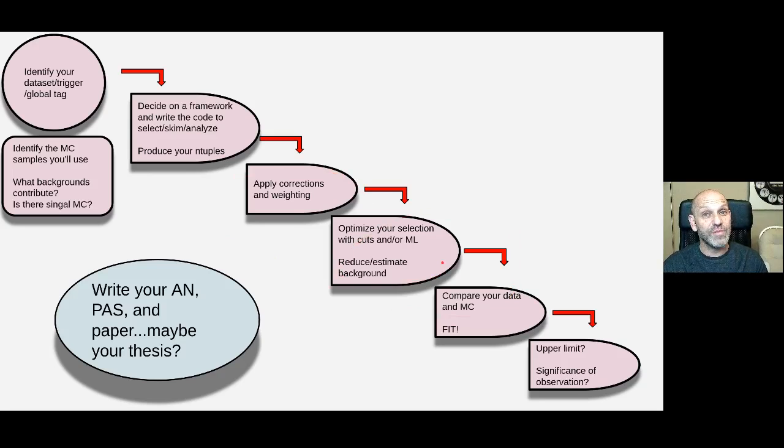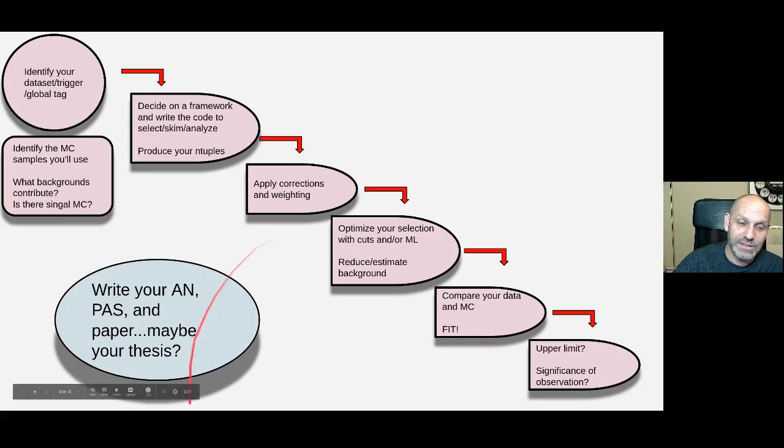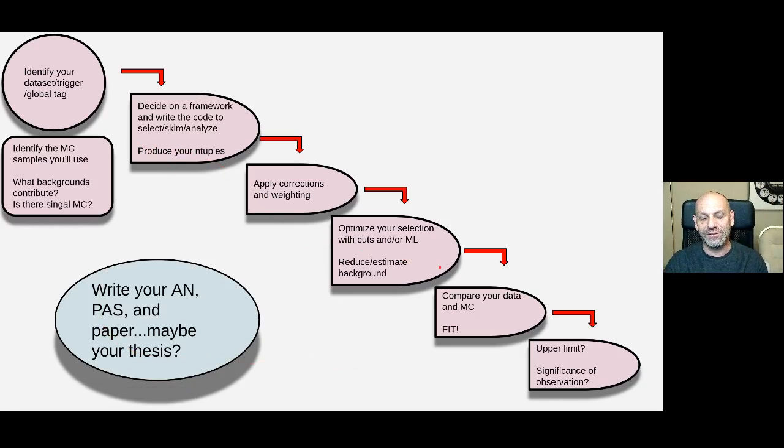And then optimize your selection. If there is even a perfect way to optimize it, which there isn't, try to find the best of these different approaches and then reduce your backgrounds, but estimate how much background is left. Compare the data and Monte Carlo, this is the fit, and then at the end of the day, you'll have this beautiful upper limit or maybe some observation, and you'll have to estimate that significance. And of course, I do not always take this advice, but try to write your documentation continuously as you go along. And as I'm saying it to you, I'm going to try to do better from my own end.